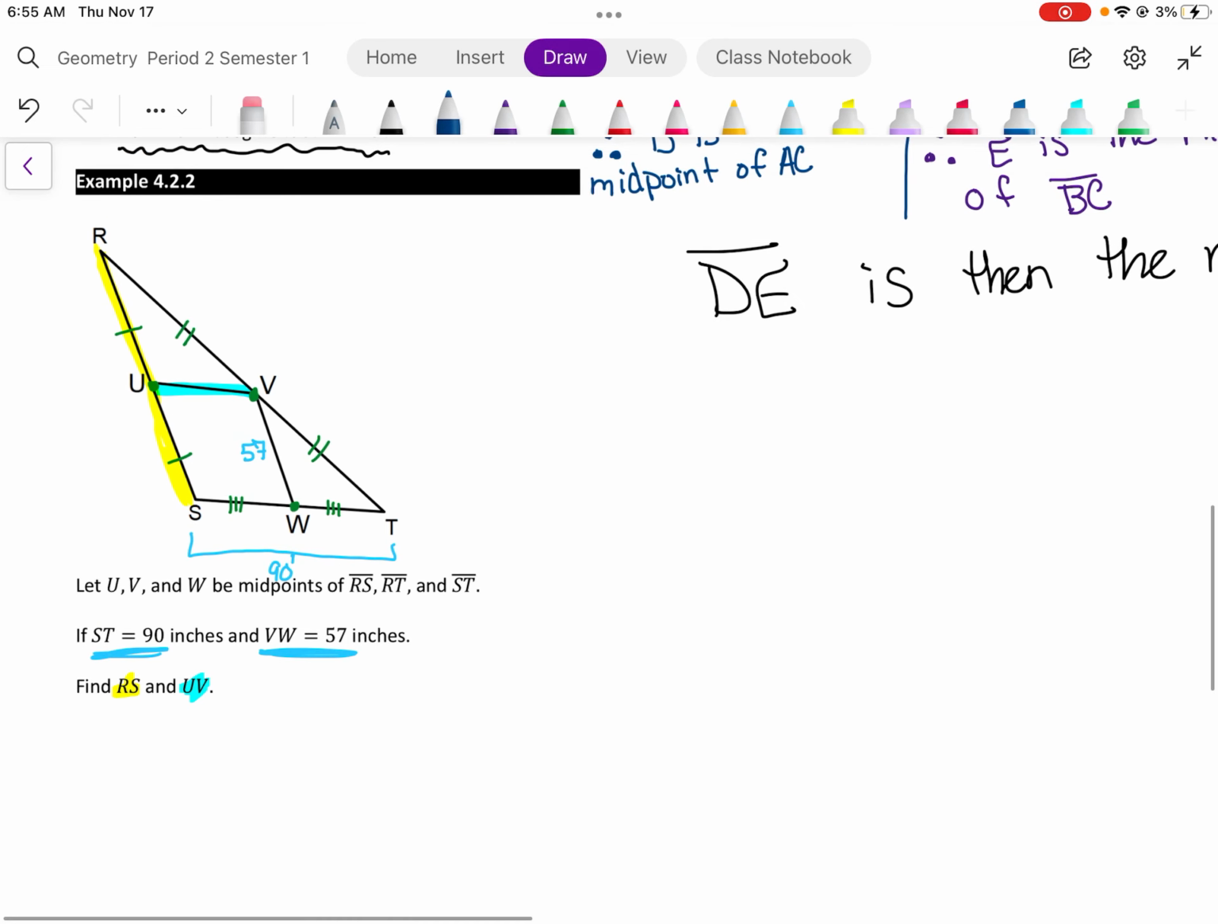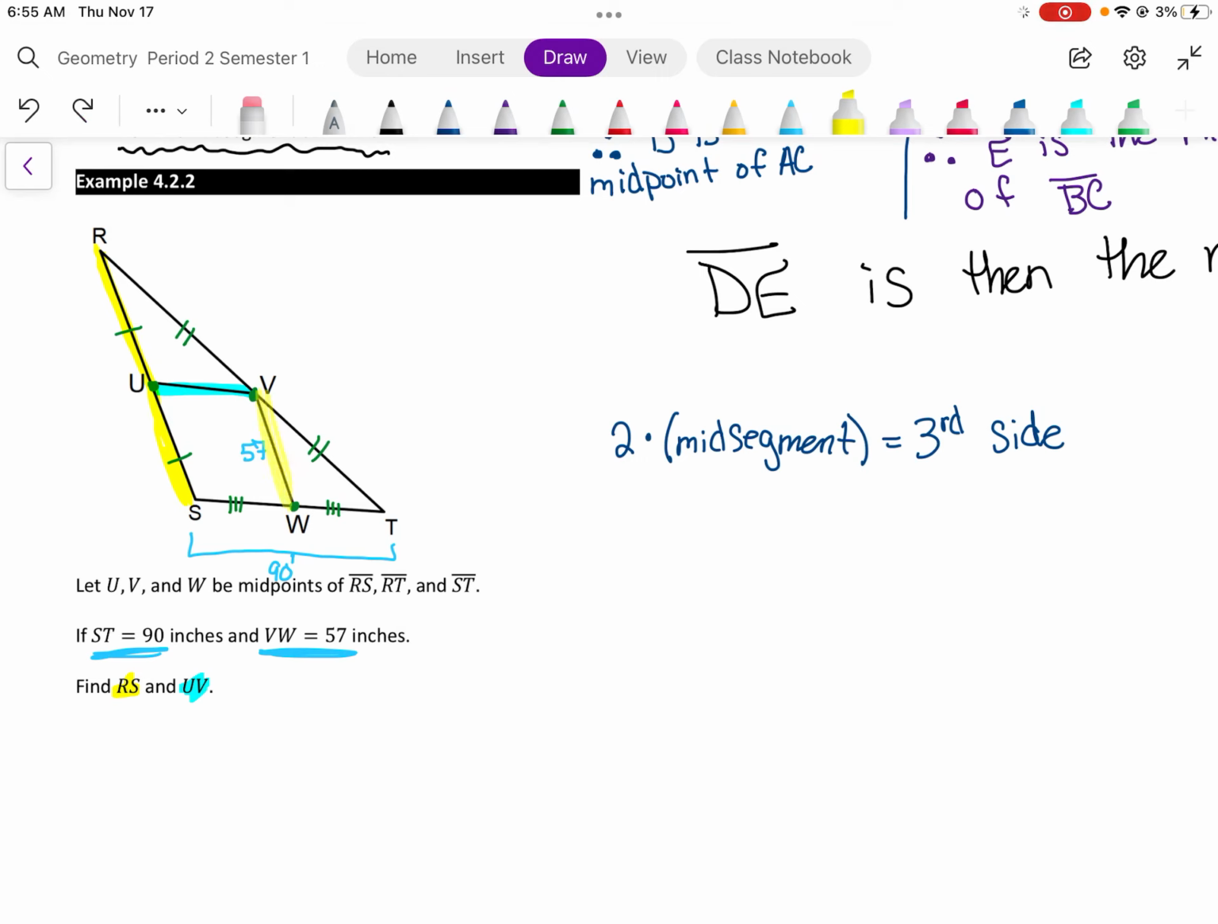Okay, so in this one, we do have midsegments. So remember, if we take 2 times the length of the midsegment, that is equal to the third side, or the side that it's parallel to. So if we solve for RS first, we want to find the midsegment that's parallel to that. So looking at our diagram, the only segment that's going in the same direction is WV. So these 2 highlighted yellow ones are parallel to each other. And remember, the midsegment is the one inside the triangle.